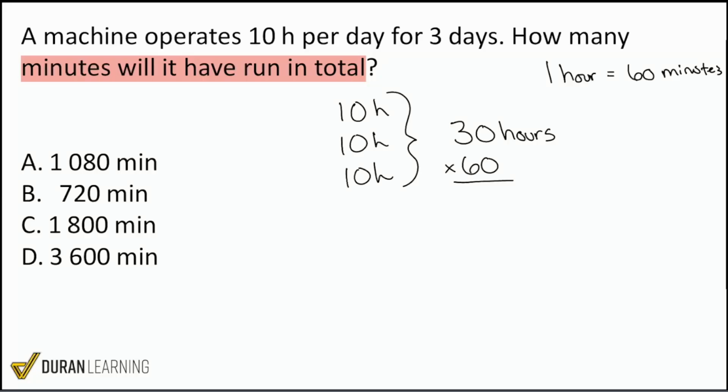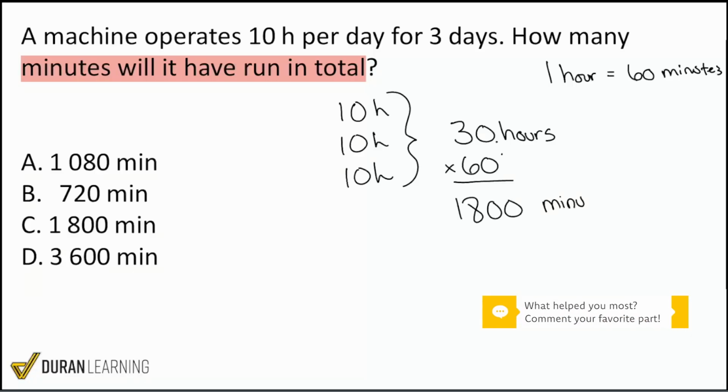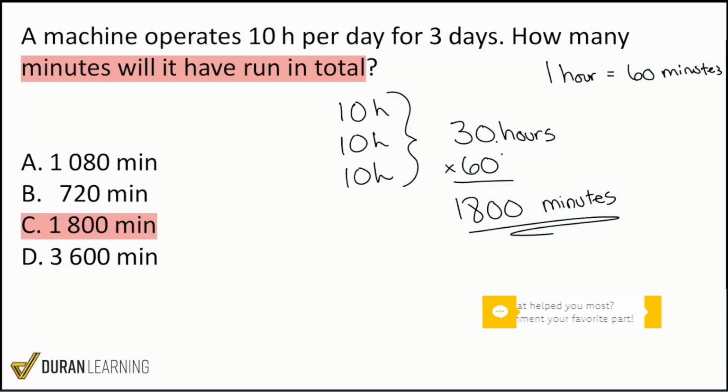30 times 60. All we got to focus on is the 3 times the 6, because that's going to be 18. Then we tack on these 2 zeros. Boom. And we have 1800 minutes. And there we are, my party people. That is answer choice C as the correct answer.